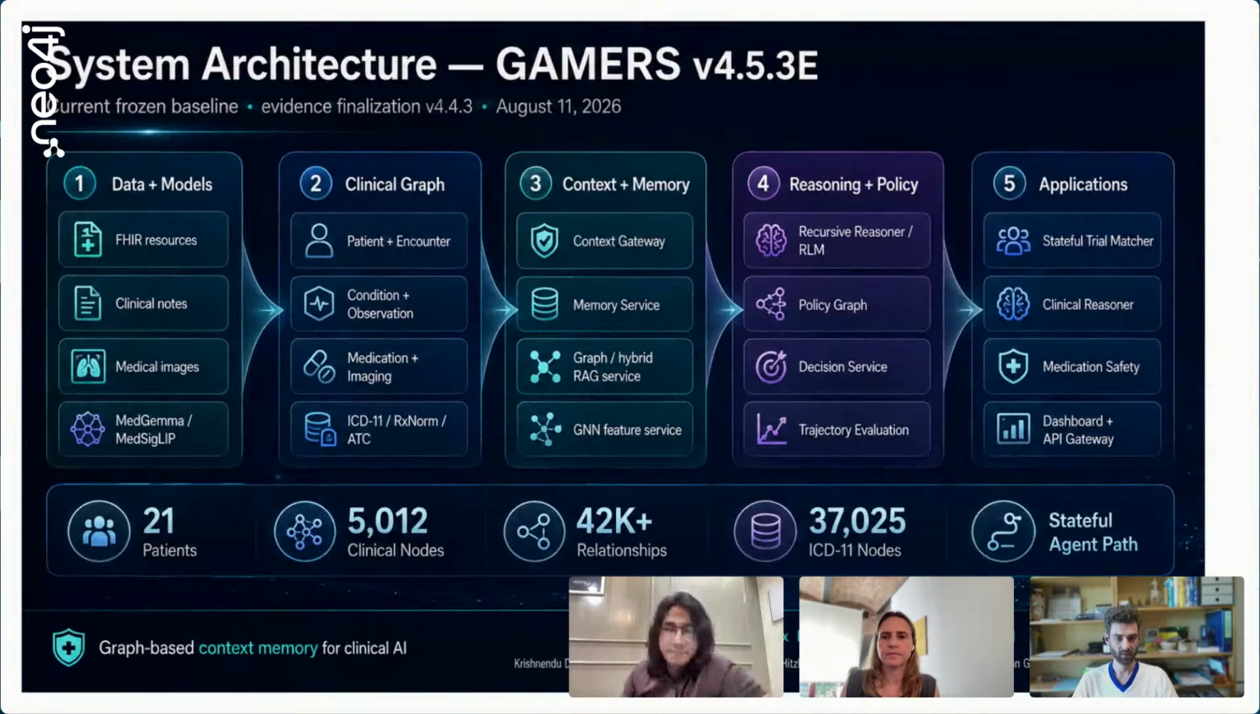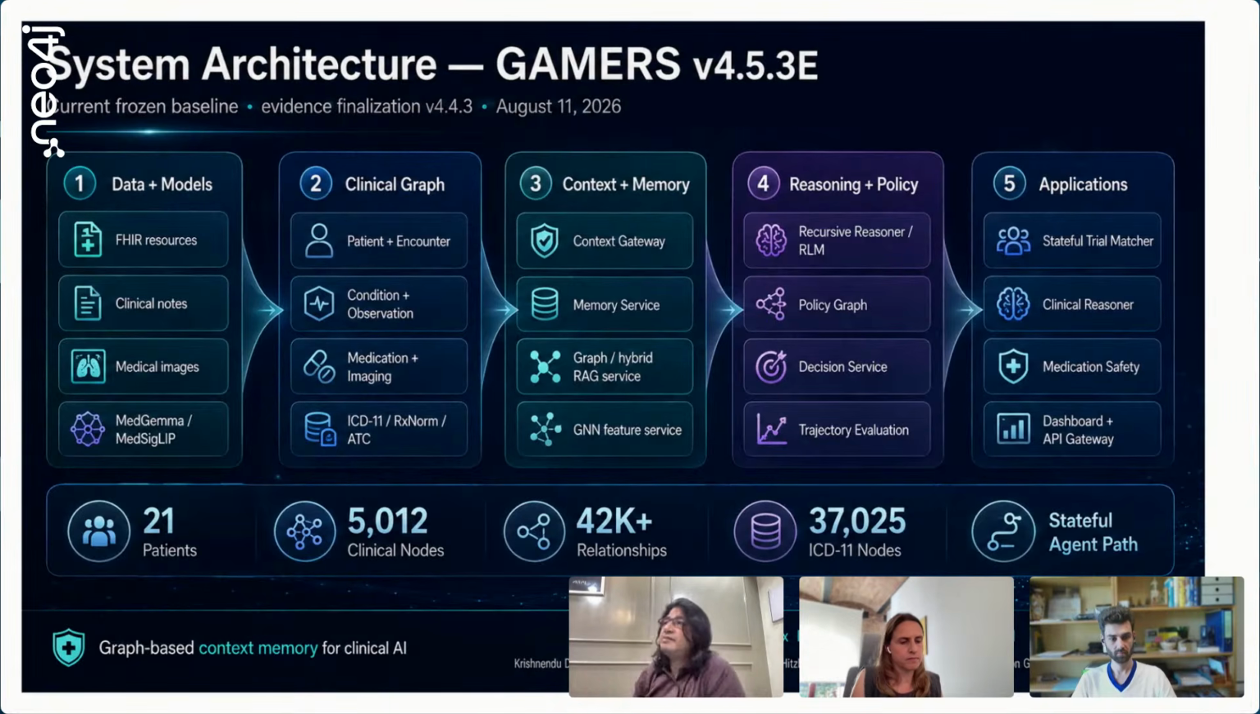So, okay, where was I? Yes, the system architecture I was just saying, right? So when you look into it, the entire patient data that we have over here is completely synthetic in nature. But apart from that, all the ontologies that we are going to see, there are 5,000 clinical nodes. There are more than 42,000 relationships. And there are 37,000 ICD-11 nodes. ICD is International Classification of Diseases, and it's an ontology graph network, normally a hierarchical disease pattern.